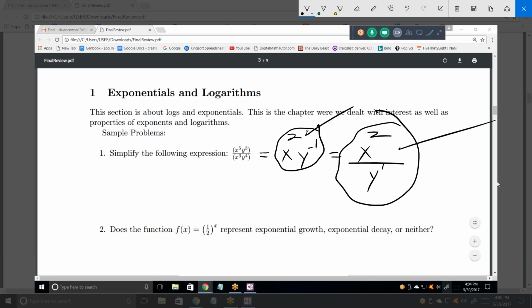Next function, does that represent growth, decay, or neither? Decay. Yeah. If that's less than 1, it's decay. If it's greater than 1, it's growth. How can it be neither? Oh yeah, exactly 1. Then you would have a graph that looked like this. In other words, if it was 1, then 1 to the x power is always 1. Mm-hmm. All right.